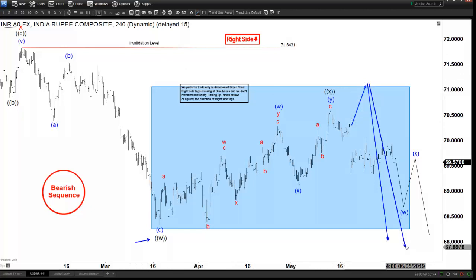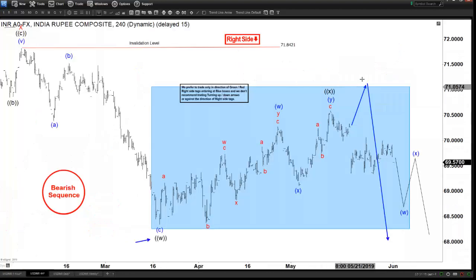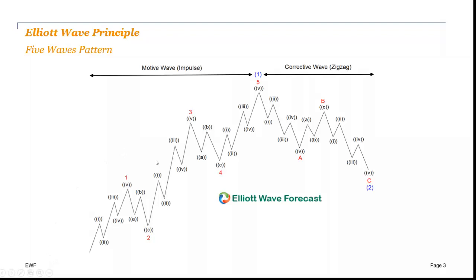Okay guys, let's go quickly here. Now this is the basic pattern in Elliott Wave, the 5 waves pattern. Everybody that has some basic knowledge of Elliott Wave knows it. So with Elliott Wave, let me summarize this quickly. You only have 2 types. You have motive wave, which is 5 waves, and you have corrective wave, which is 3 waves. So you only have 2 types, either motive or corrective.